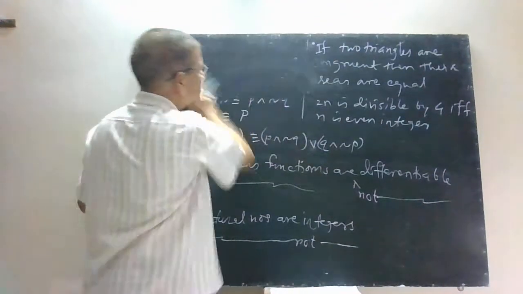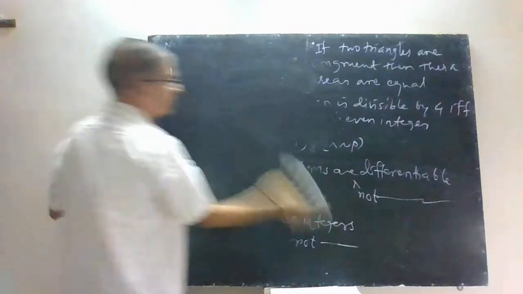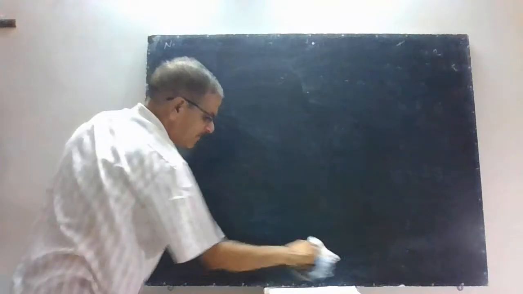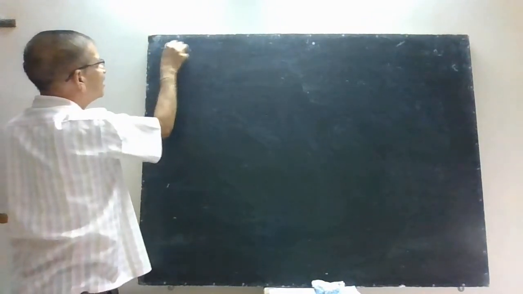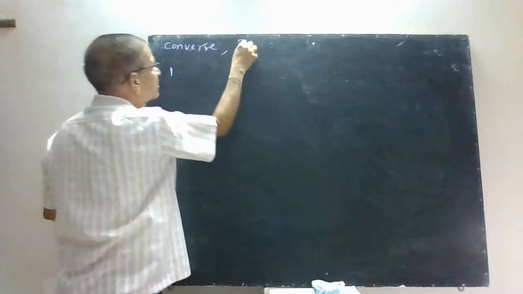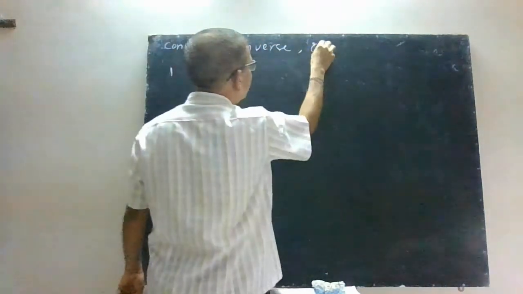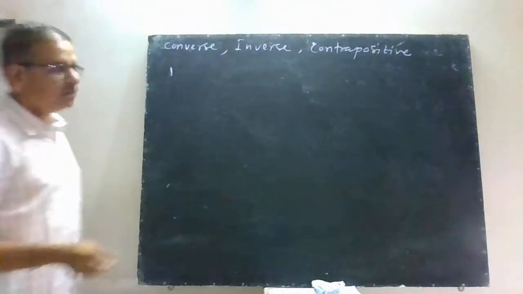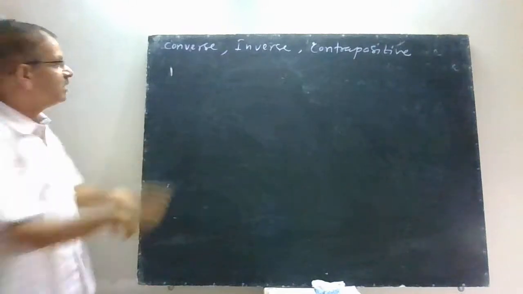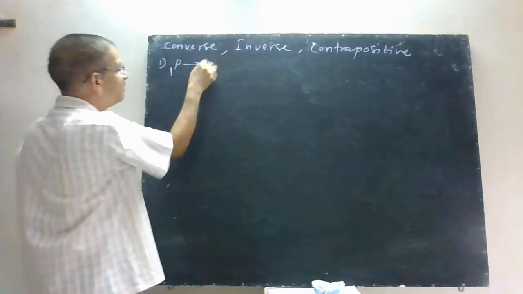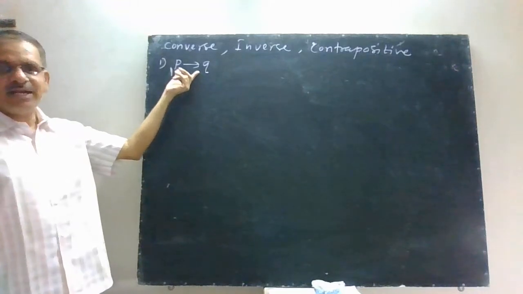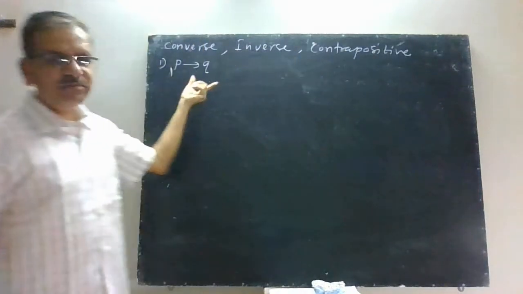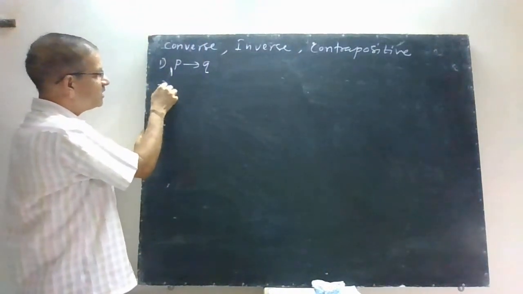Now let us see the last point in this one, that is converse, inverse and contrapositive. Now these are the three statements you have to write from a given statement. Your given statement is of the type P implies Q. This is an implication statement that will be given to you, and you have to write these using the first statement.